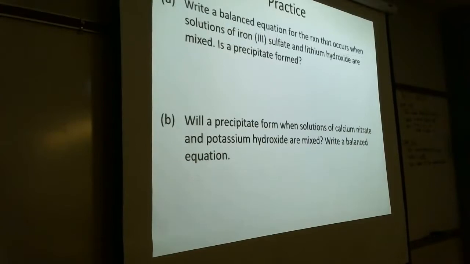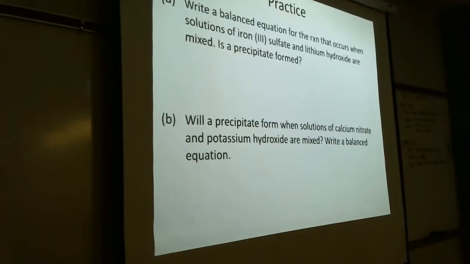All right, so let's take a second and practice. Give me two balanced equations. You're going to need your solubility rules until you learn them. Write a balanced equation for the reaction that occurs when solutions of iron 3 sulfate and lithium hydroxide are mixed. For your reactants, you don't need to look up the solubility because the problem states they're solutions, so they're both going to be AQ. All you need to look up is the solubility of the products. Is it AQ or is it S?